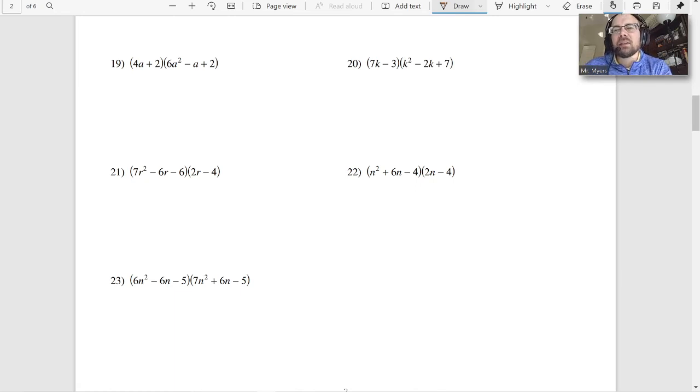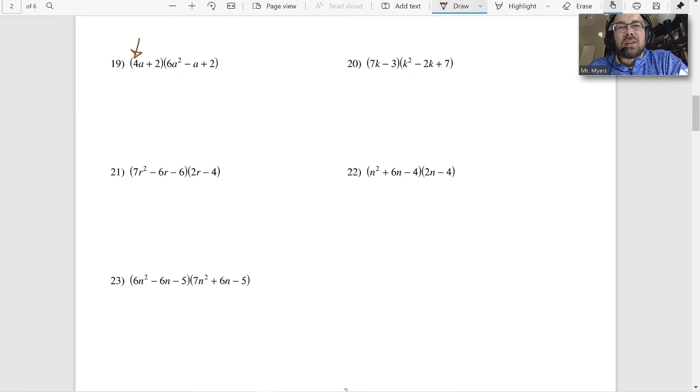But anyways, let's go ahead and dive into the last bit here. So, for number 19, earlier I was saying, ultimately you want to distribute. If I ignore the 2, remember I was kind of drawing an arrow to the 2, I would distribute the 4a into the 6a squared, the minus a, and the 2. I would distribute it into 3 things. And then ignore the 4a and distribute the 2 next. Distribute the 2 into the 6a squared, the minus a, and the plus 2.